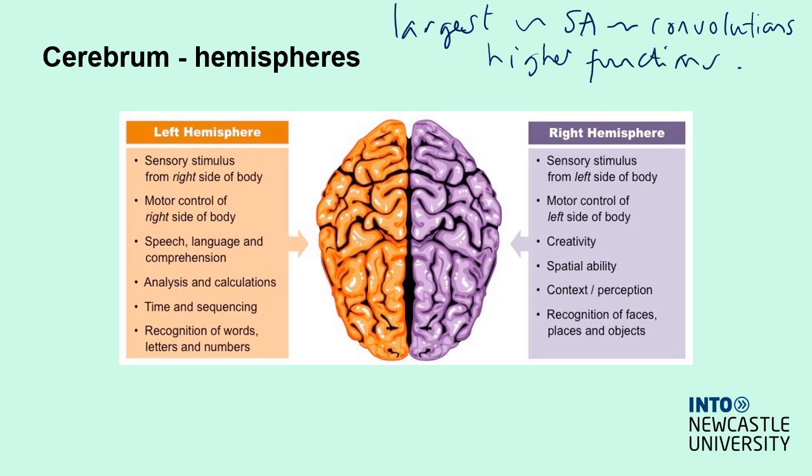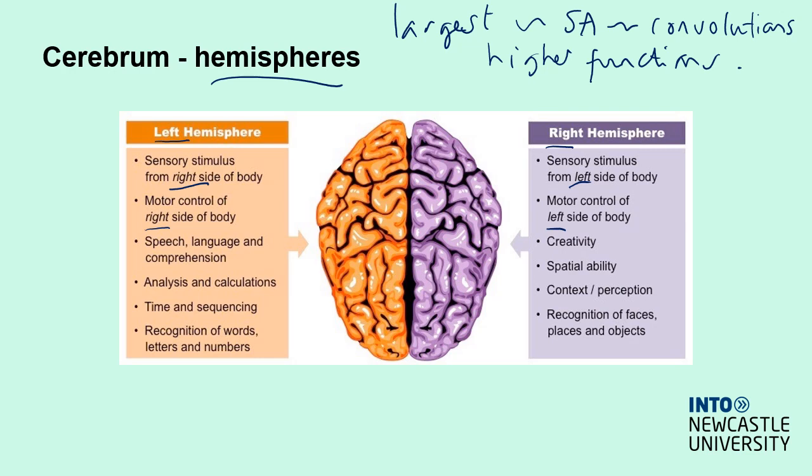So we've got two sides to this cerebrum. We call them two hemispheres. With the hemispheres, what we find is that the left hemisphere actually processes the information from the right side. So it takes in sensory input from the right side of the body, and has motor control of the right side of the body. And the right hemisphere takes in sensory input from the left side of the body and controls the left side of the body. So you've got that swapping over of information.